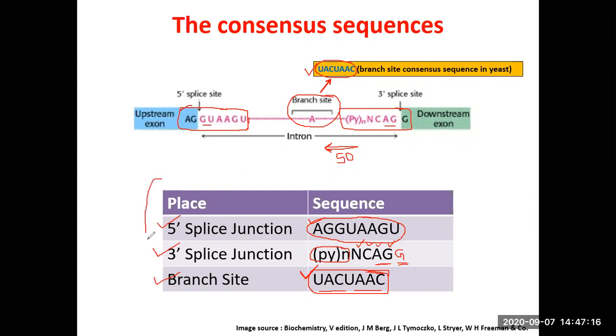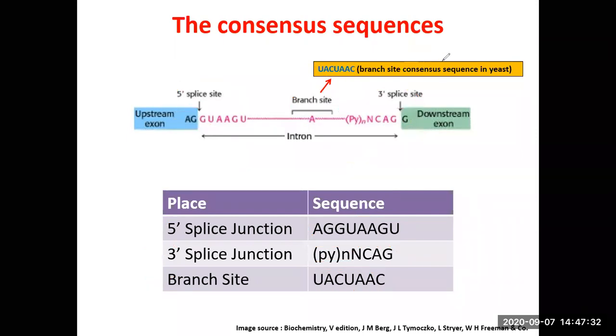So you must remember these three consensus sequences. You must remember what is present at the 5' splice junction, what is present at the 3' splice junction, and what is present at the branch site. This particular diagram you must remember very clearly.